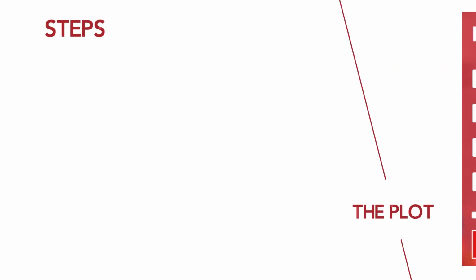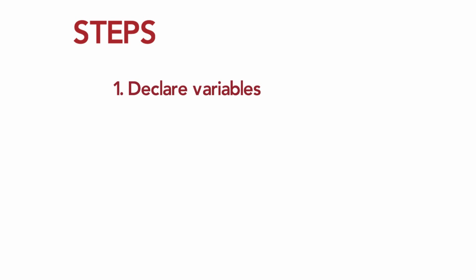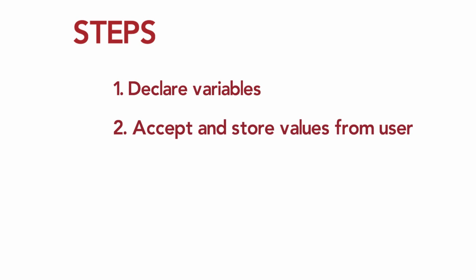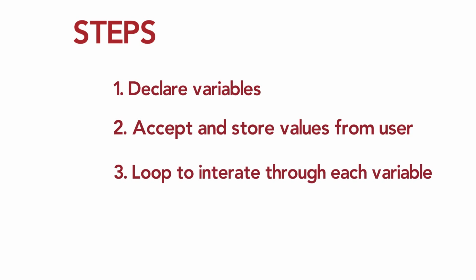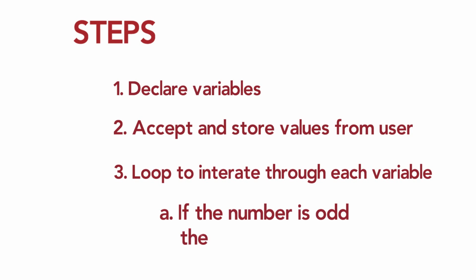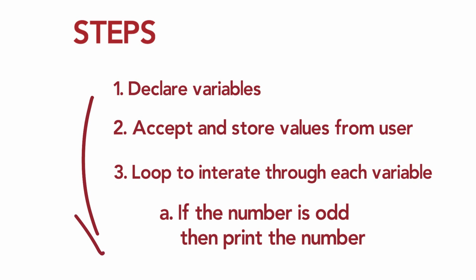In the first example, we can take the following steps. Declare required variables, accept and store values from the user. Finally, write a loop to iterate through each value. So in each iteration, when you check that number, if it is odd, then we'll print it. And we are just going to repeat this process.